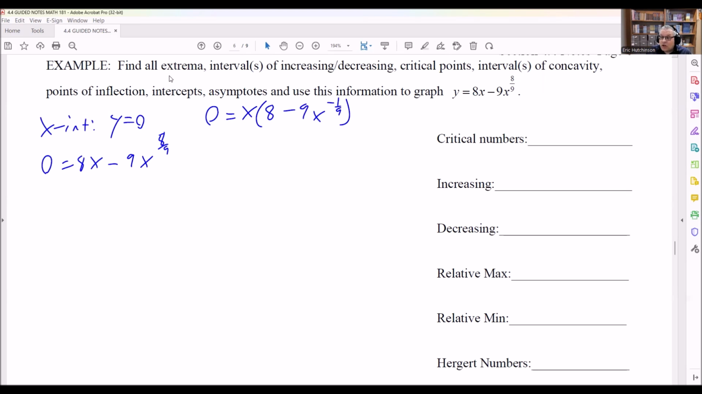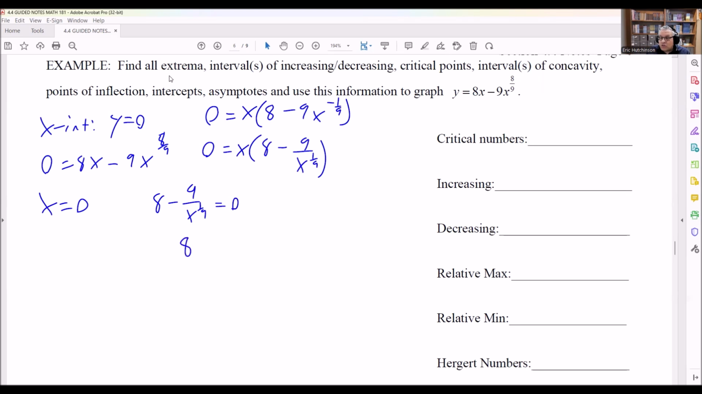We can rewrite this as 8x times the quantity 8 minus 9 over x to the 1/9, just like that. We're going to set both of these equal to 0. So of course, x equals 0 is one of the answers, but we're also going to do 8 minus 9 over x to the 1/9, and we're going to set that equal to 0.